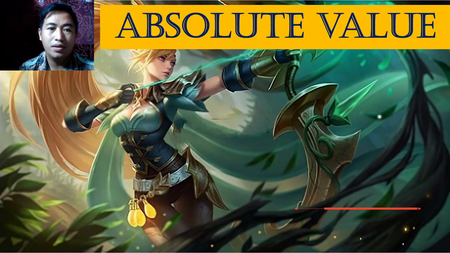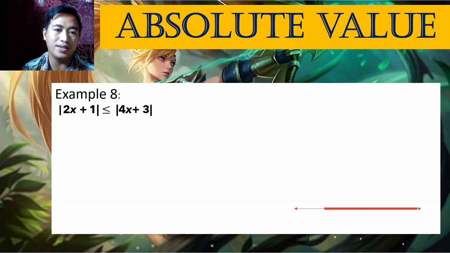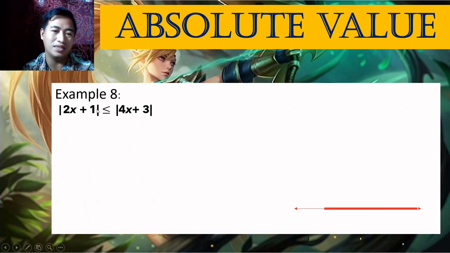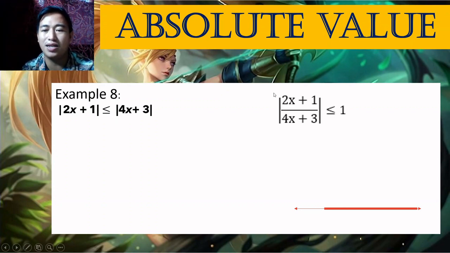Okay, class, for the last example, example number 8. The absolute value of 2x plus 1 is less than or equal to the absolute value of 4x plus 3. So both sides have absolute values, and we use less than or equal to. Since it is an inequality, we put 4x plus 3 underneath, so the right side becomes just 1.